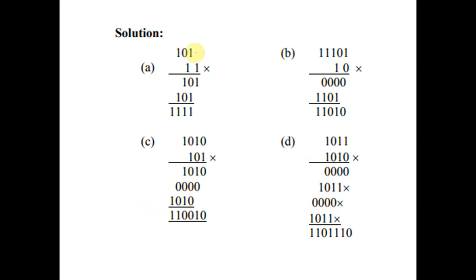First, 101 multiplied by 11. This is the answer. This is the multiplication term, and here we take the addition. Look here, the first one: 101 multiplied by 1, the answer is 101, and the second: 101 multiplied by this one, the answer is 101. So the final answer is 1, 1, 1, 101, 101 and 111. This is the final answer of multiplication.